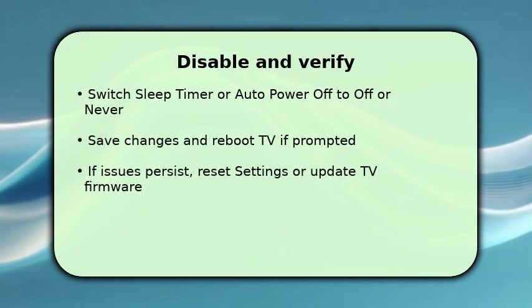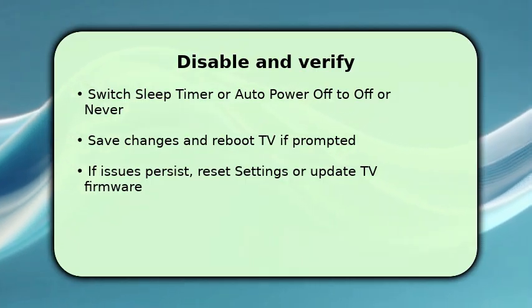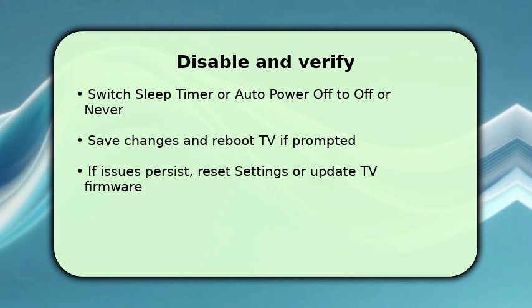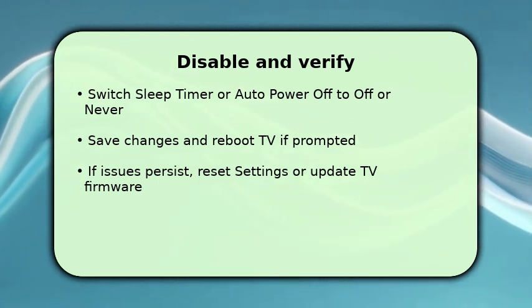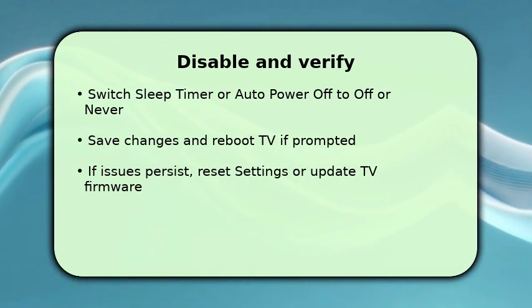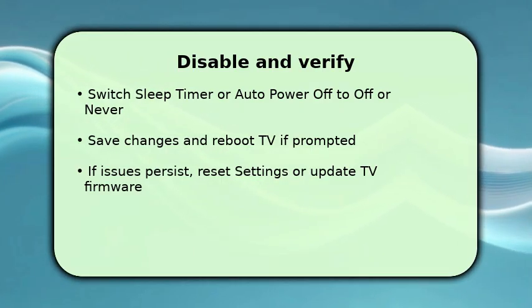Turn the sleep timer or auto power off setting to off or never, and confirm the change. Some models require you to press OK or save. Once done, exit menus and watch for the normal operation time to verify it won't shut down. If the TV prompts for a reboot, allow it to apply changes.